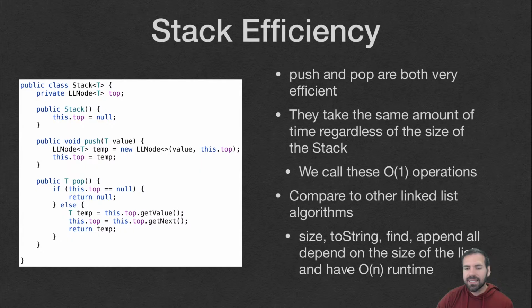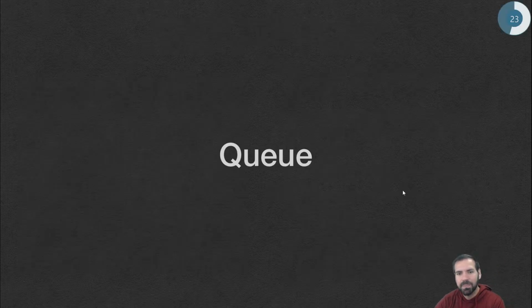Other algorithms like size, where we do have to do that, are called O(n) runtime algorithms, where n is the size of the list. For size, we have to visit each node to figure out how many nodes there are in the list. toString, find, append, those are all O(n) operations. So we got very efficient operations here. That's about all the time I'll have to talk about runtime because we got 6 minutes to do queue.